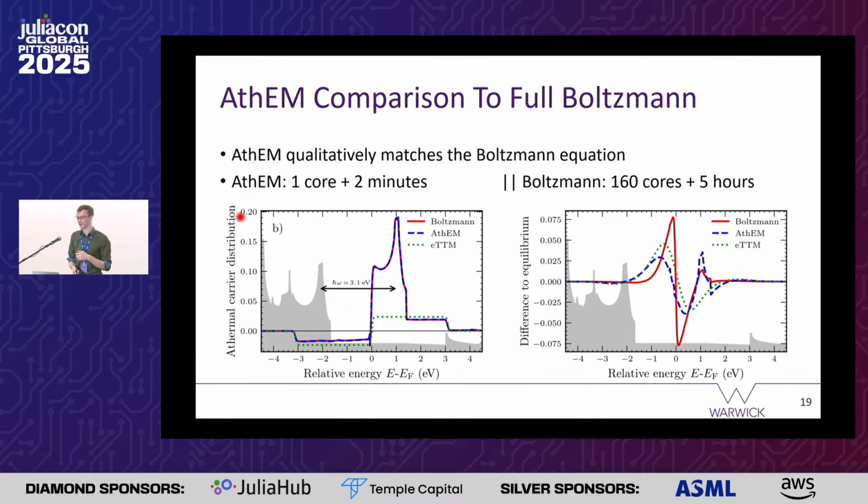But all of these calculations, here's the cost. So 1 core and about 2 minutes to perform this athem calculation. This was about a picosecond, and 160 cores and 5 hours to perform a Boltzmann calculation. And this is obviously just going to scale worse and worse and worse as soon as you start to add spatial degrees of freedom. It's just not possible with the Boltzmann. You're going to destroy your entire CPU budget in about 1 calculation.